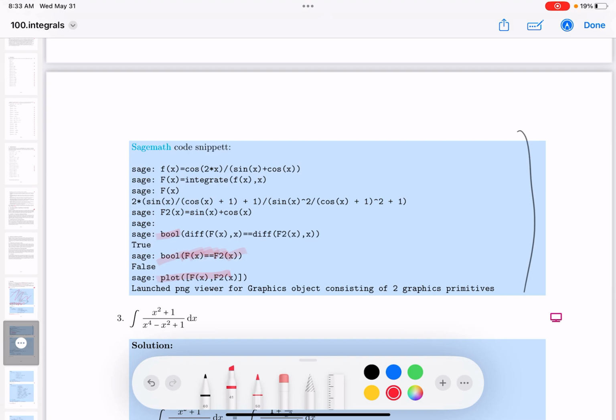How do we know that? We looked at the graph of it. How else would we know that? We looked at the derivatives of those two antiderivatives, and they were the same. They differ by a constant.